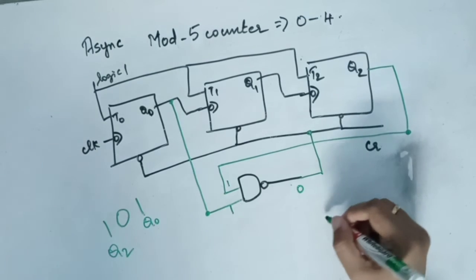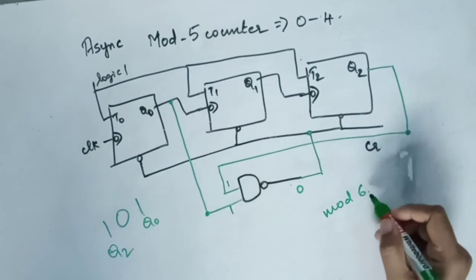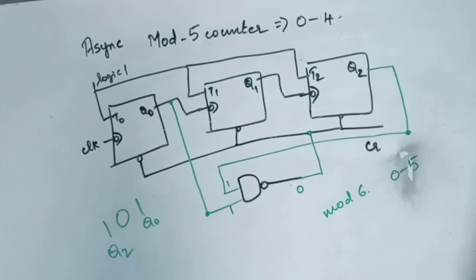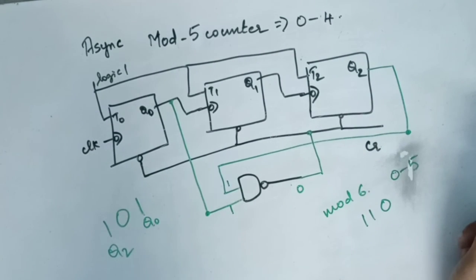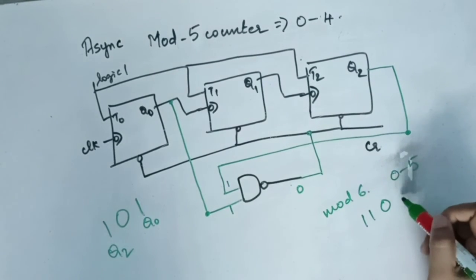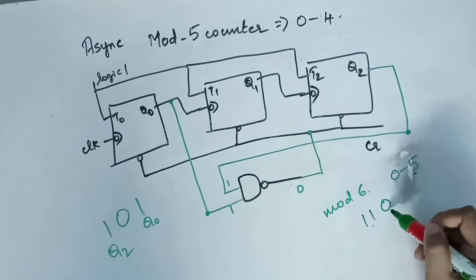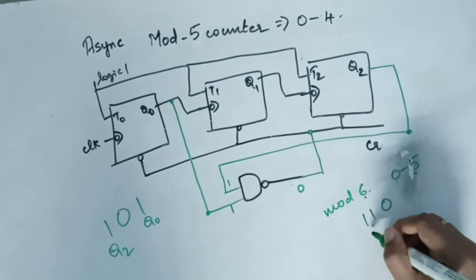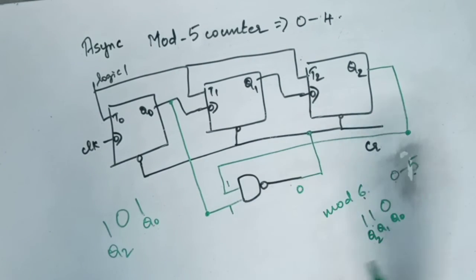So suppose it's a mode 6 counter. Mode 6 means what? What should you do? It should count from 0 to 5. 6 is what? 110. So you need again 3 flip-flops. So when should it be cleared? 0 to 5 it should count. 6 it should not count. So which is the first number that it should not count? 6. So this is Q2, Q1, Q0. So what should be given to the input of the NAND gate? Q2, Q1.